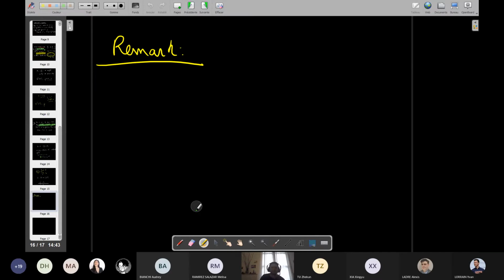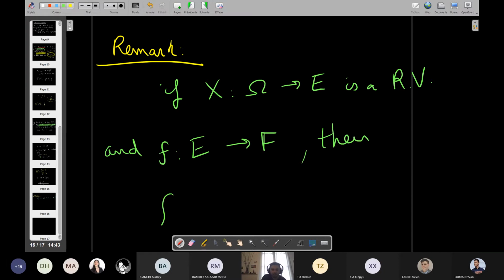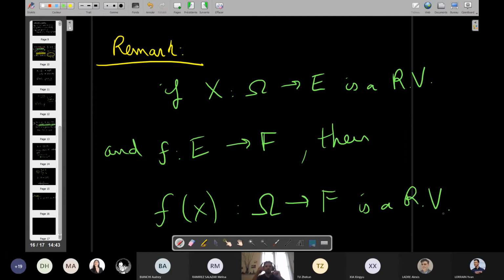Yeah, it was a remark some time ago, but if x from omega to E is a random variable and f from E to F is a function, then f of x is a random variable from omega to F. So you can construct new random variables from one random variable.